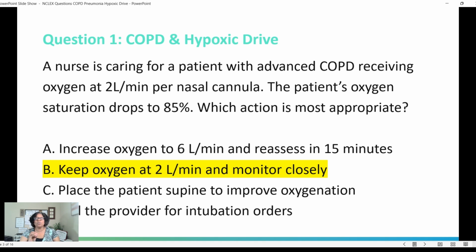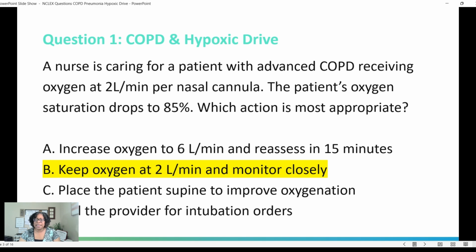So the patient will start to hypoventilate. With hypoventilation, you'll have increased retention of CO2, which will cause the accumulation of carbonic acid, because when carbon dioxide mixes with water, it's carbonic acid. So now the patient will be in respiratory acidosis, which will lead to respiratory failure. So you want to make sure that you keep those oxygen levels low.